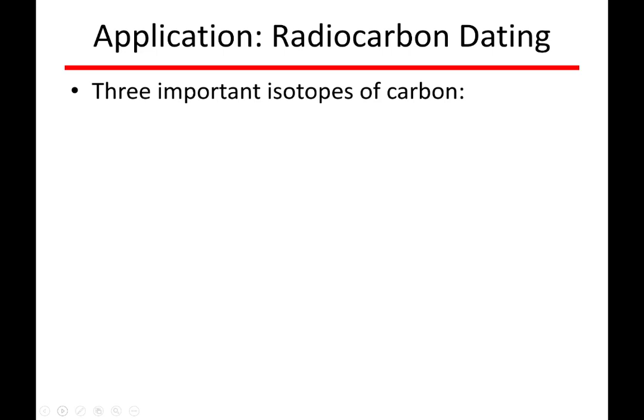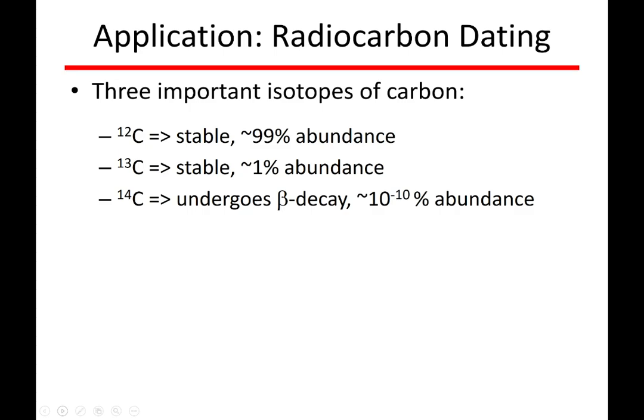There are 3 isotopes of carbon, and the first one, probably the most well-known and the most important one for us in Gen Chem, is carbon-12. This is a stable isotope that's present in 99% abundance. Right, so 99% of all carbon atoms on planet Earth are of the carbon-12 variety. However, about 1% of the carbon atoms on planet Earth are of the carbon-13 variety, right? So it has 1 additional neutron.